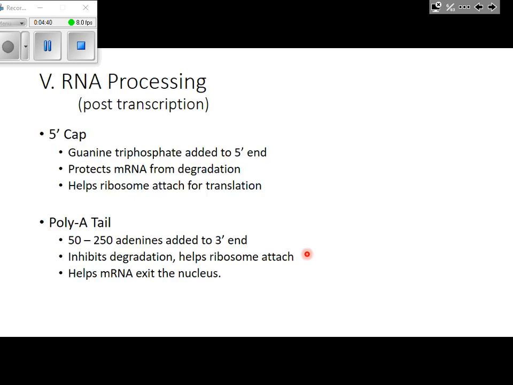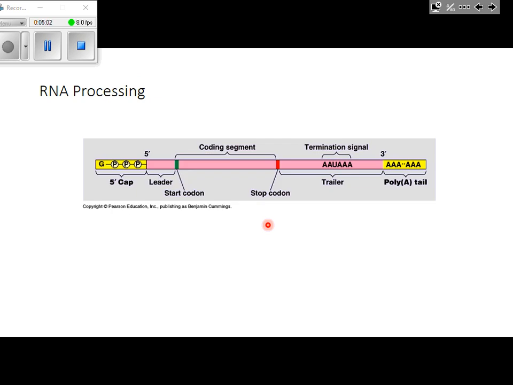So here's some more information about that. The 5' cap, as I said, is guanine triphosphate. It's added to the 5' end. And there's probably at least 2 reasons why this happens in eukaryotic cells. It protects the messenger RNA from degradation. Now what that means is once this molecule leaves the protected sanctuary of the nucleus, when this gets out into the cytoplasm, there are all kinds of enzymes that will eventually basically eat this molecule or slowly degrade or break down this molecule.